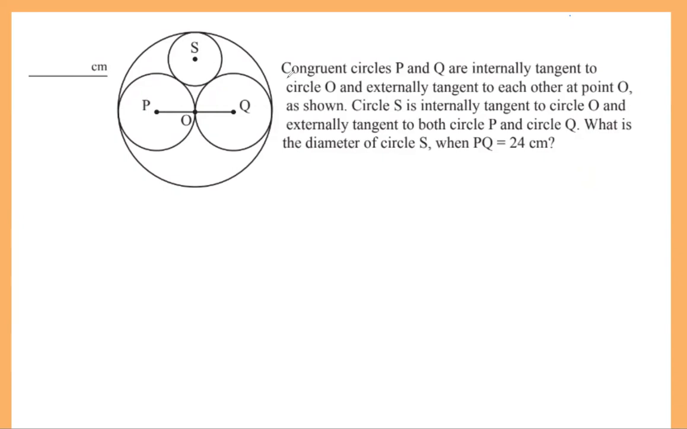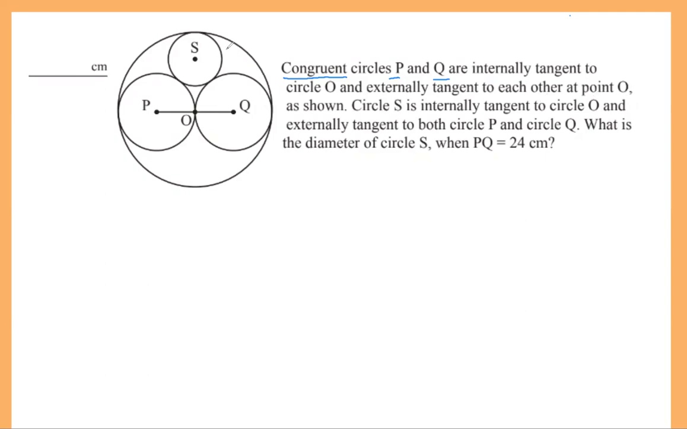We have two congruent circles P and Q, right here and there, internally tangent to the circle O, meaning they are touching it at a single point, which is right there. So this point O, the intersection of P and Q, is the center of the larger circle as well. And P and Q are externally tangent to each other at point O, right? Which is given.